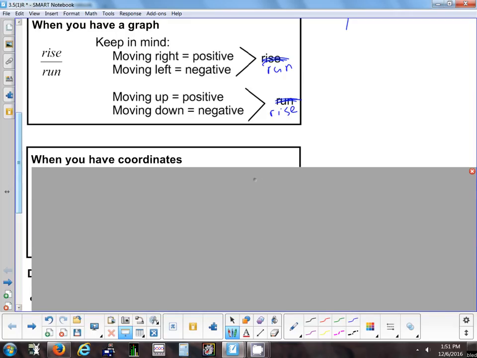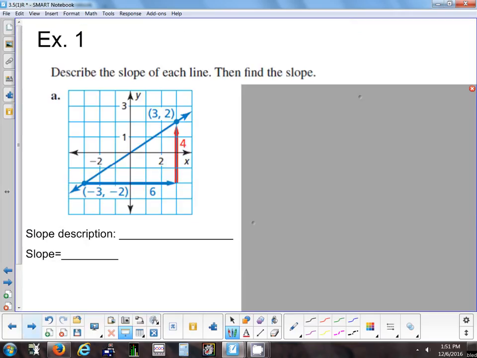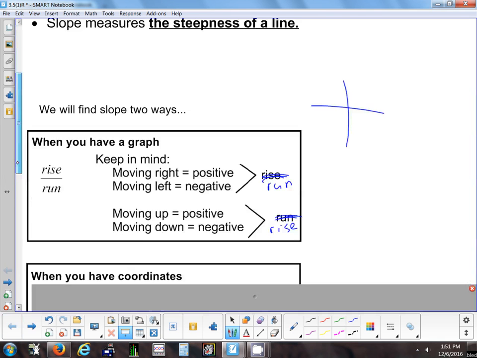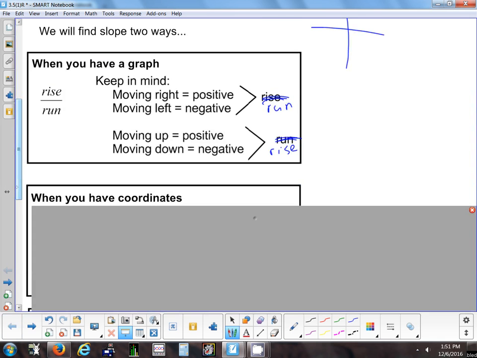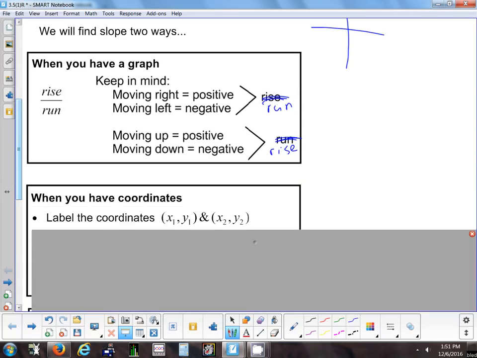Okay, so this idea of counting rise and run, that works perfect as long as you've got a picture. Okay? I can count. 1, 2, 3, 4. 1, 2, 3, 4, 5, 6. But if I don't have a picture, and all I have is coordinates to go off of, or a table, we're going to have to use more of a formula. Okay, because we're not going to have a picture to look at.